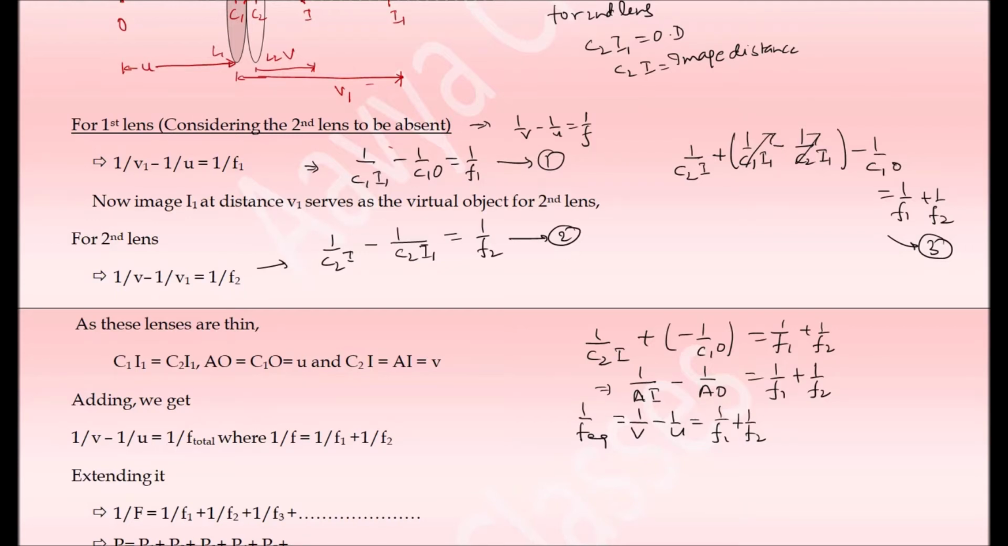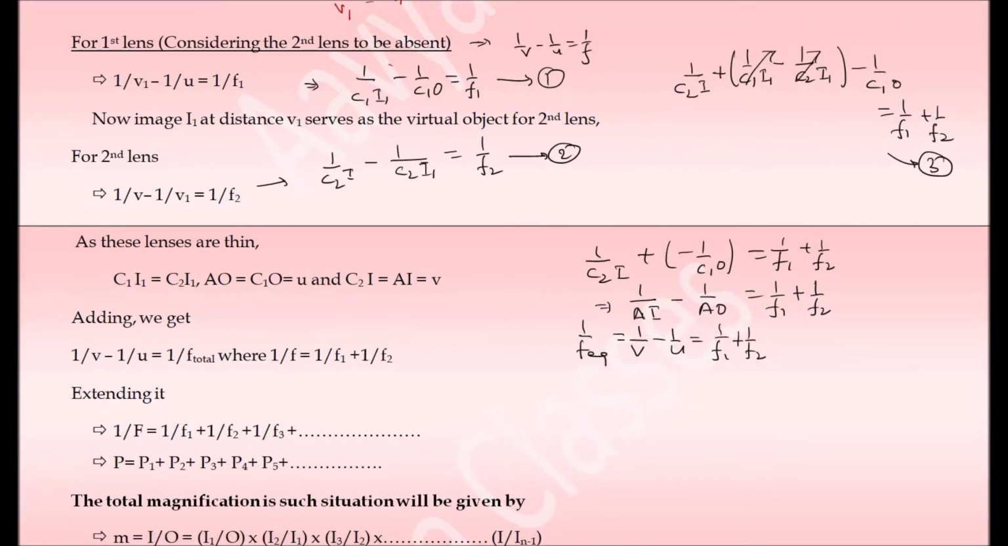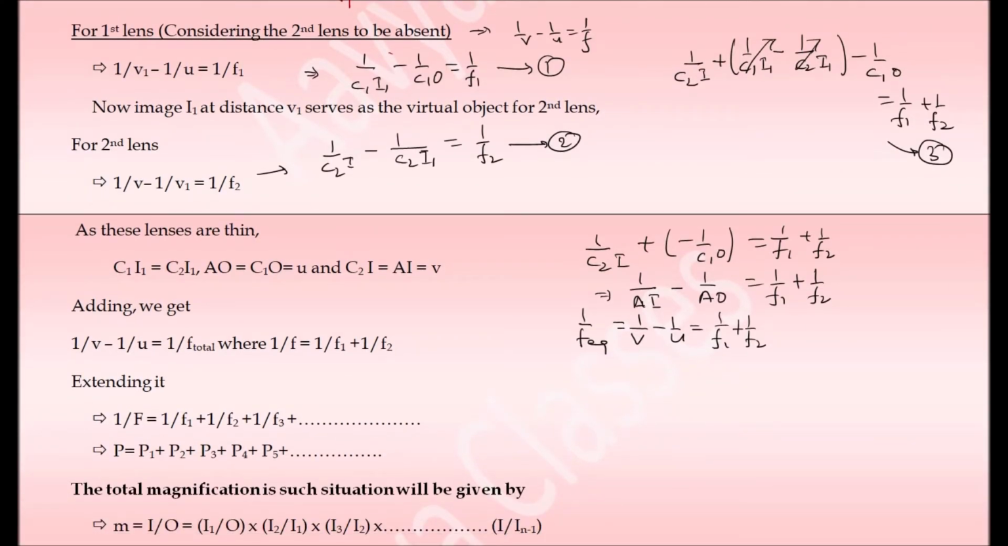And we can extend this formula also. Instead of two lenses, if there are more than two lenses, then 1 by F equivalent is equal to 1 by F1 plus 1 by F2 plus 1 by F3 and so on. Again, while applying this formula, you have to consider the sign convention also. You have to make sure that F for a convex lens should be positive while F for a concave lens should be negative.